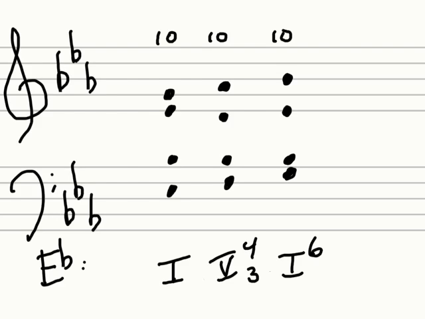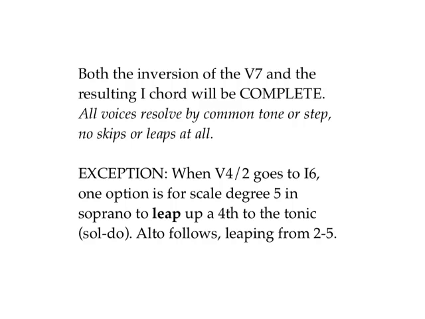Let's look at another one of the exceptions. And this one, we typically want all the voices to go by common tone or step with no leaps or skips at all. That's what we've done so far. The exception to this is that when 5-4-2 goes to 1-6, we can sometimes have a leap up in the alto and soprano for expressive purposes.